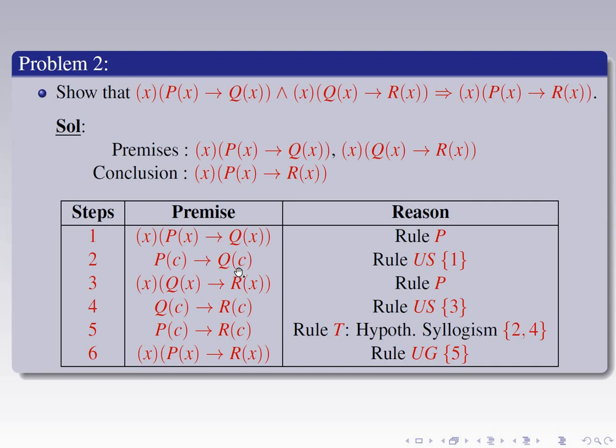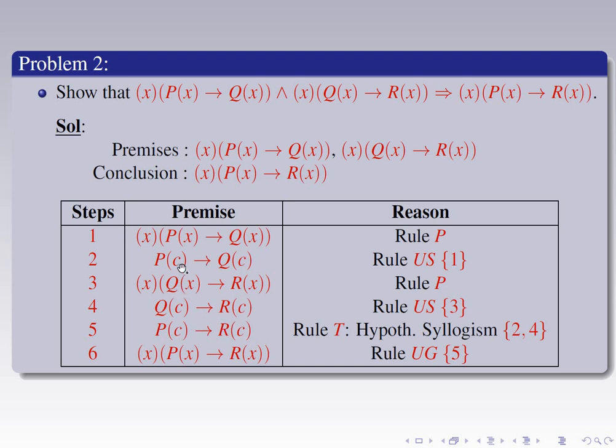Step number 2. And in step number 3, I am considering the next given premise. That is, for all x, Q(x) implies R(x). Hence, it will be represented as rule P. And in step number 4, using the same universal specification rule, I have rewritten step number 3 as Q(c) implies R(c).